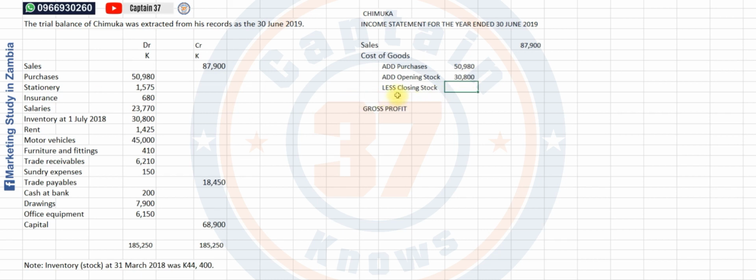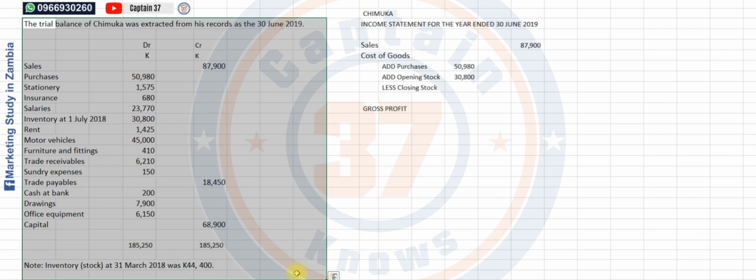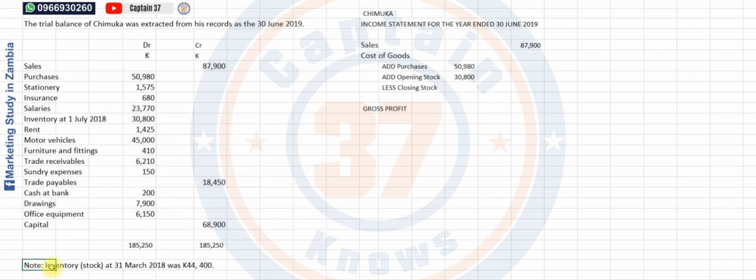Then we are going to less closing stock. Where do we get the closing stock? If you look at this particular question, and this is how it was presented, the closing stock is this one here. We've been given this note, and you look at the date. When you're given the date as the last date of the month, that is your closing stock. What we're going to do is less the closing stock, which is 44400.